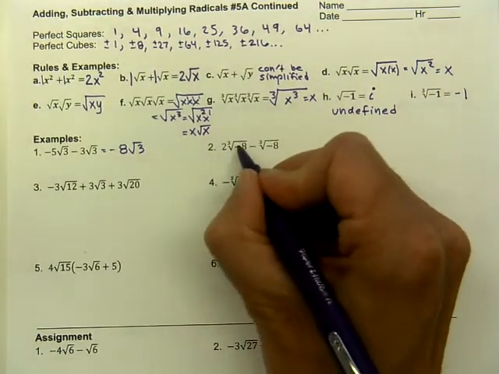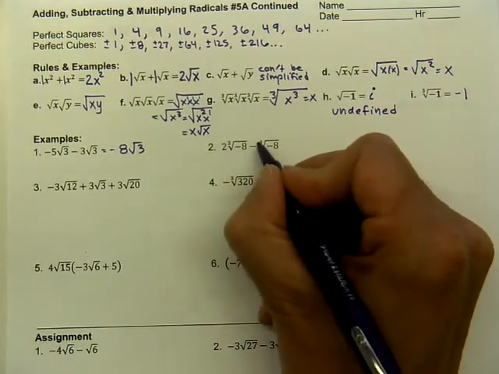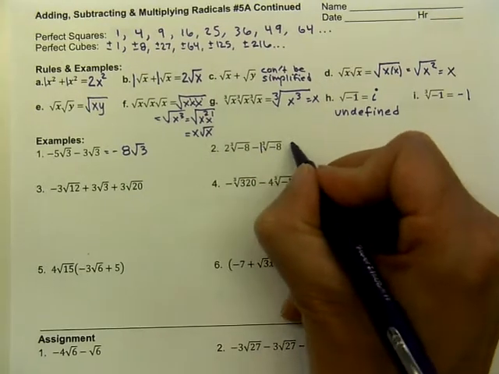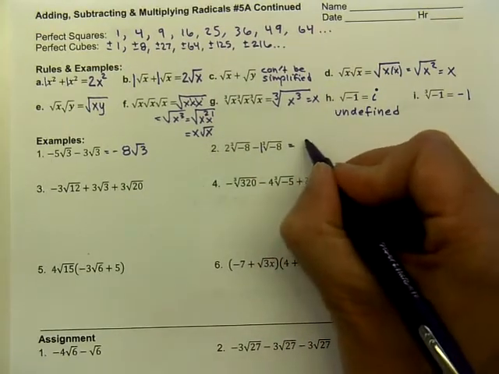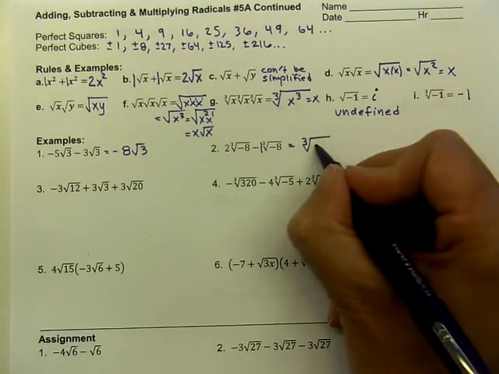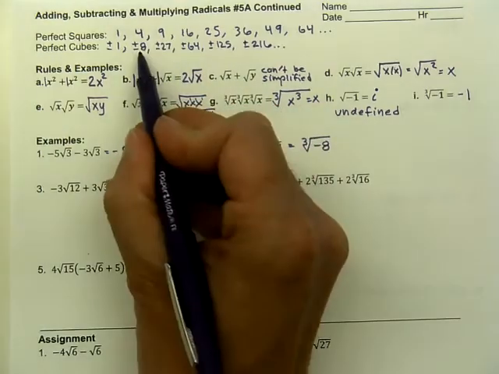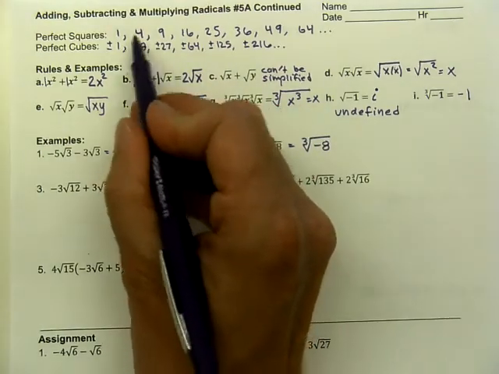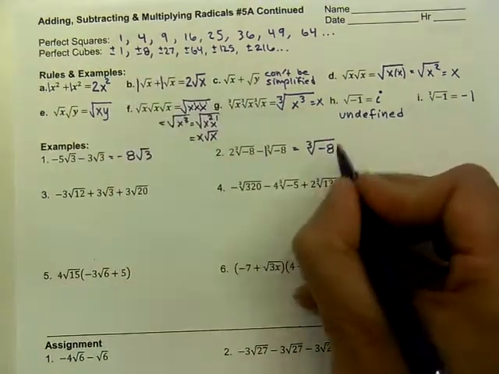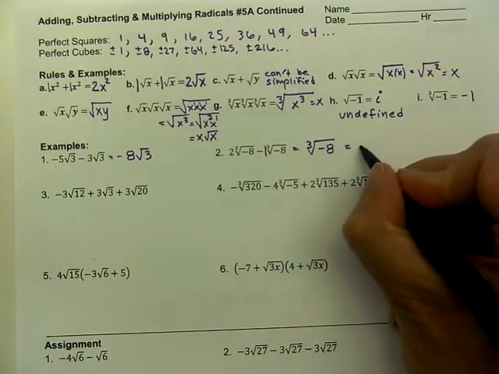So we have 2 of the cubed roots, and then we're subtracting 1 of those cubed roots, so that means we have 1 left. So we have 1 remaining of the cubed root of -8. Now we want to see if we can simplify the radical, and it looks like -8 is a perfect cube. So yes, we can take the cubed root of -8, and that will give us a -2.